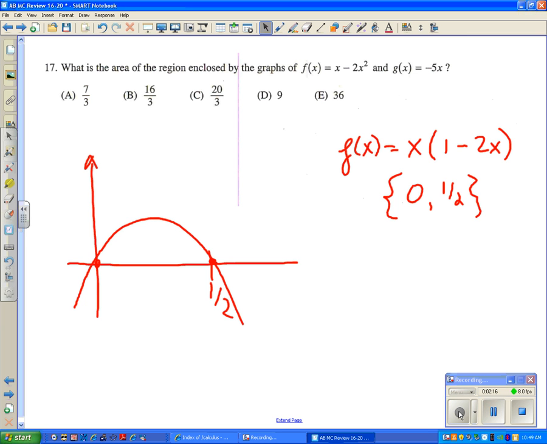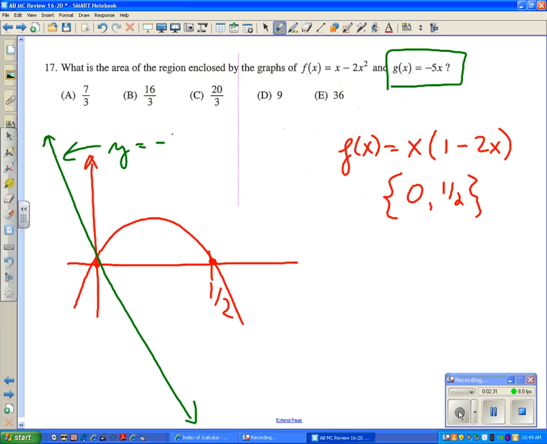Now, the second piece of it says that g of x equals negative 5x. So we've got some line that goes through the origin that has a slope of negative 5. This is y equals negative 5x. So clearly they cross at the origin, but there's somewhere else out here, down there, where they cross. Let's see if we can find that place analytically.